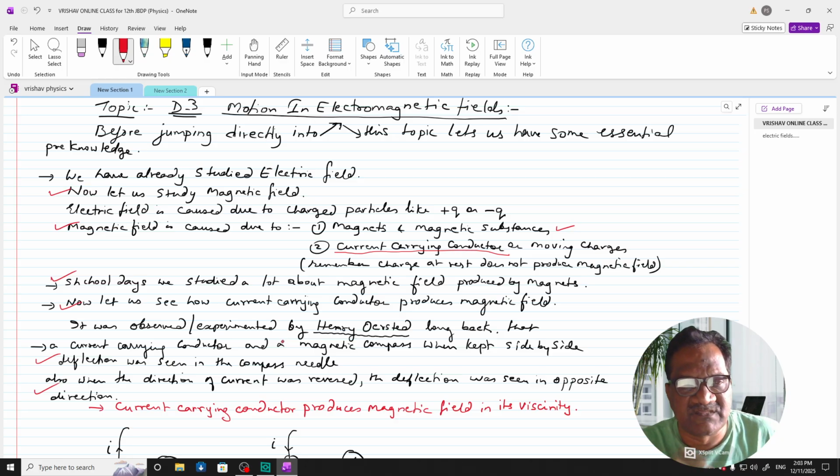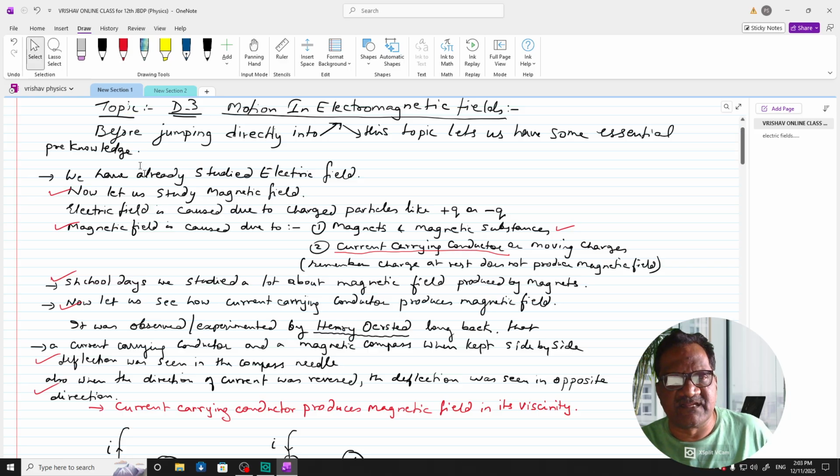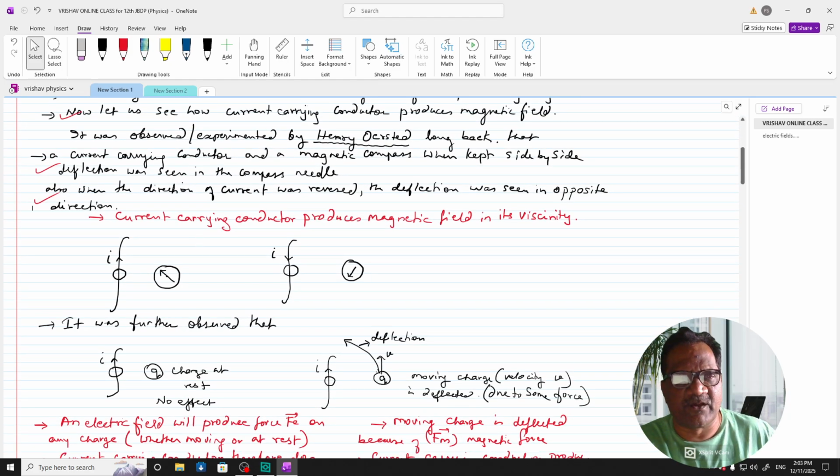Now, this particular experiment and these observations by Henry Oersted made us jump to a conclusion that a current carrying conductor produces a magnetic field in its vicinity. Vicinity means surrounding the current carrying conductor, in the close area of that conductor. So a current carrying conductor produces a magnetic field in its vicinity. This is a big statement that we can make now.